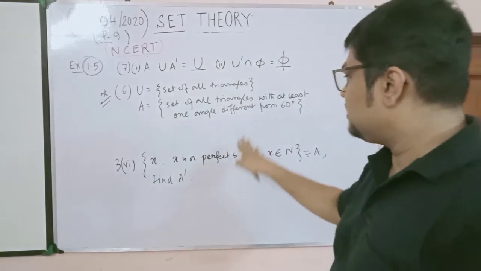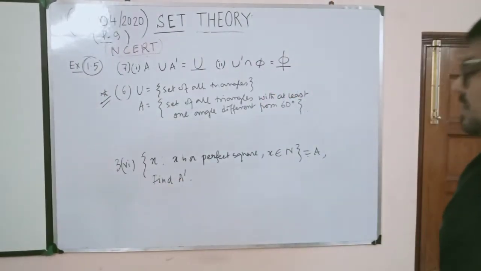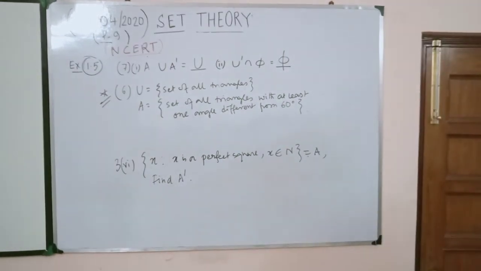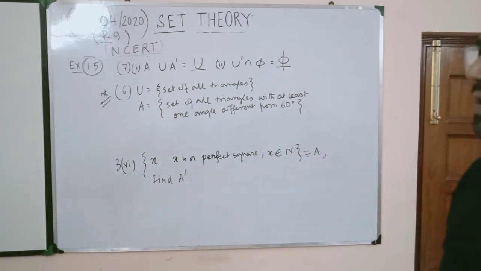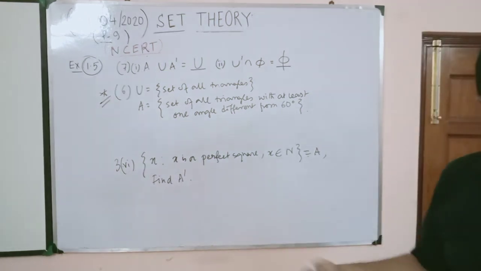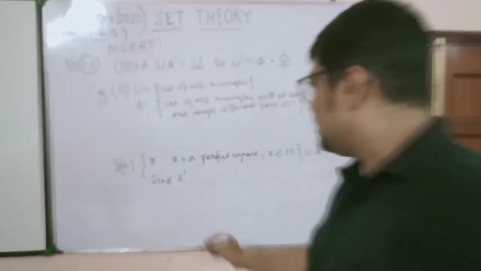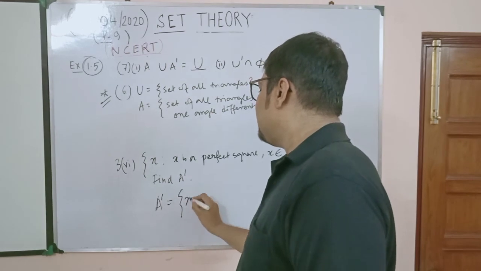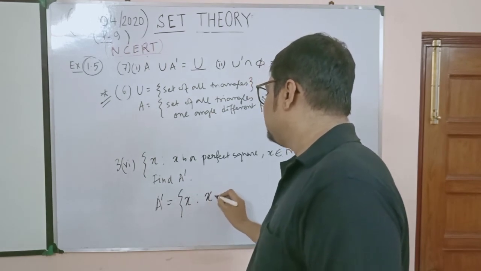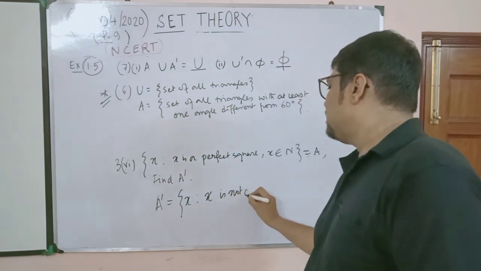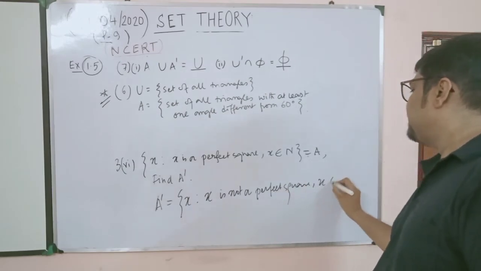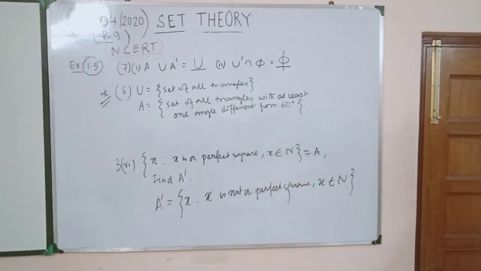This is number 6, a little tricky one. Let us see 3 part 6. x is a perfect square where x belongs to N. That means x is a natural number and a perfect square, like say 1, 4, 9, 16, 25. These are the kind of numbers which are there in A. So find A dash, meaning the numbers which are not perfect squares. So what will be A dash? A dash, you can write the complement they have asked you to write. So you can write {x : x is not a perfect square and x belongs to N}. So this will be the thing.